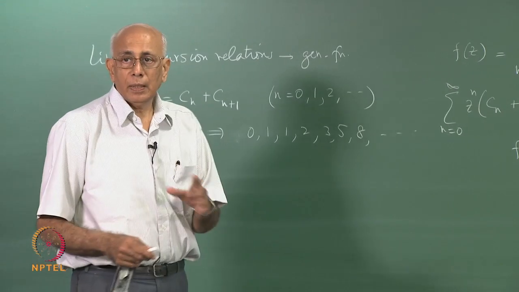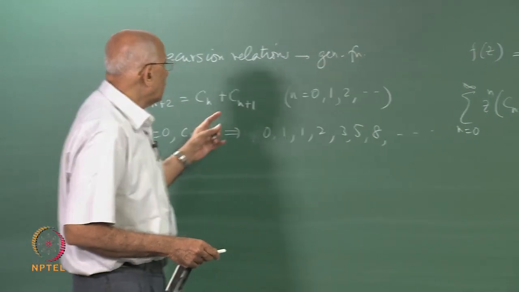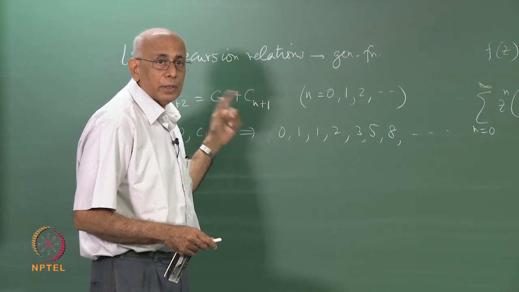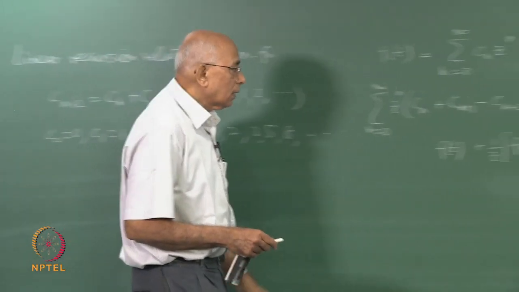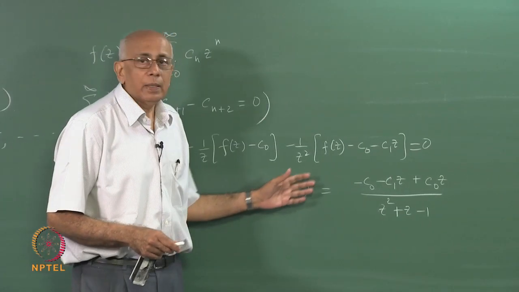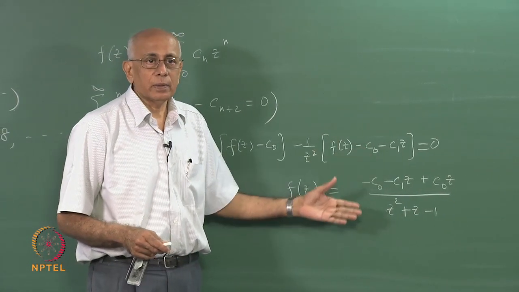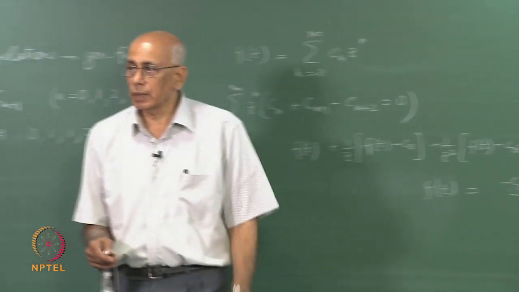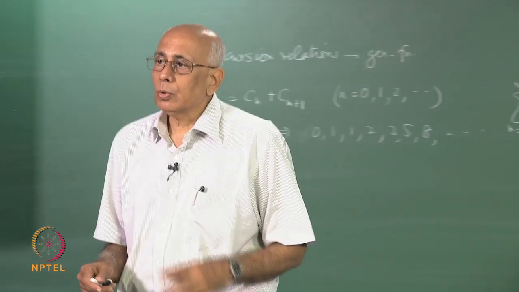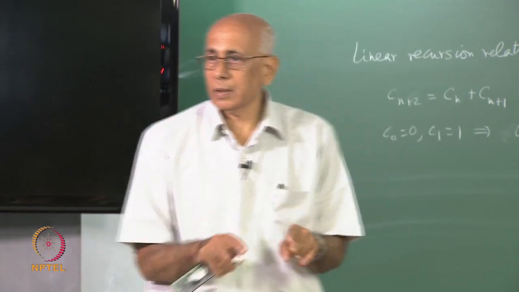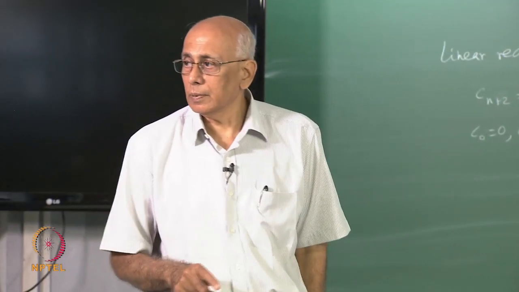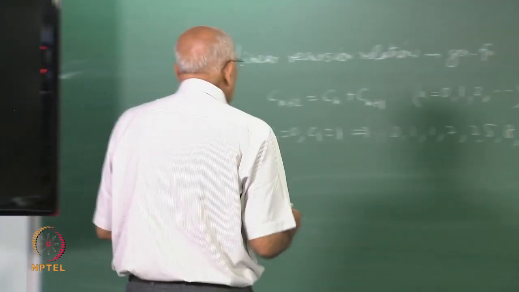So this is typically what is going to happen whenever you have a recursion relation with constant coefficients, not n dependent but constant coefficients. Then this f of z will typically be some rational function of z, a ratio of two polynomials in z, and then all you have to do is find the coefficient of z to the n in a power series of this rational function about the origin. Okay. So what does this imply?